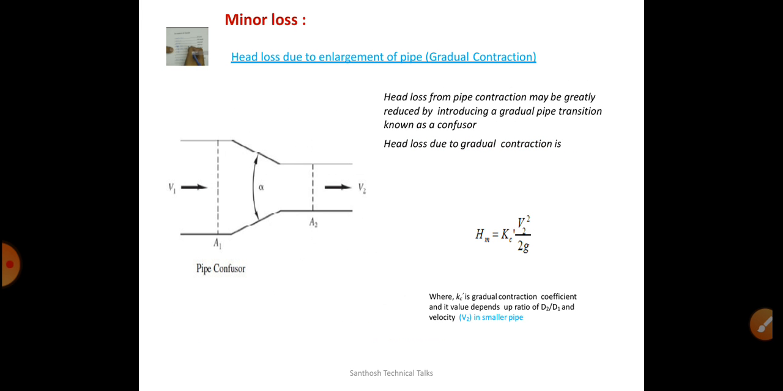And next is gradual contraction. In the same manner, the gradual contraction also has Hm is equal to Kc into V2 square divided by 2g, where V2 is the smaller pipe velocity and Kc is the gradual contraction coefficient. The value depends on D2 by D1.